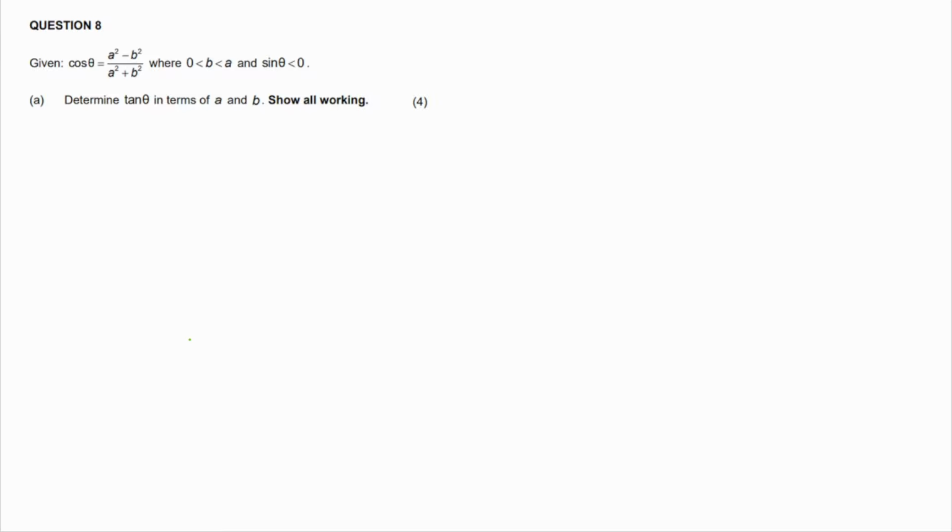Now we're given this question here. Given cos theta is a squared minus b squared over a squared plus b squared, and then they give us this thing. Here it's just saying that b and a are bigger than 0 and a is bigger than b. And here sine theta is negative.